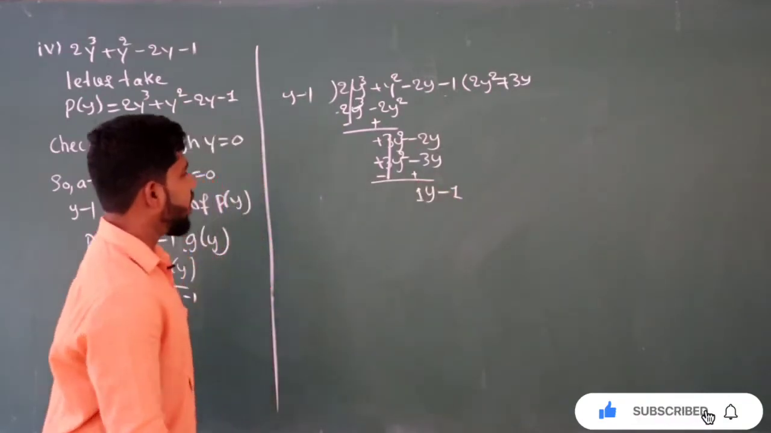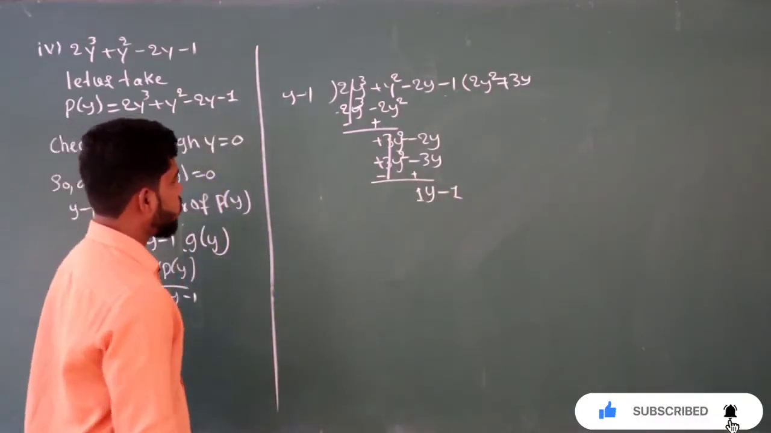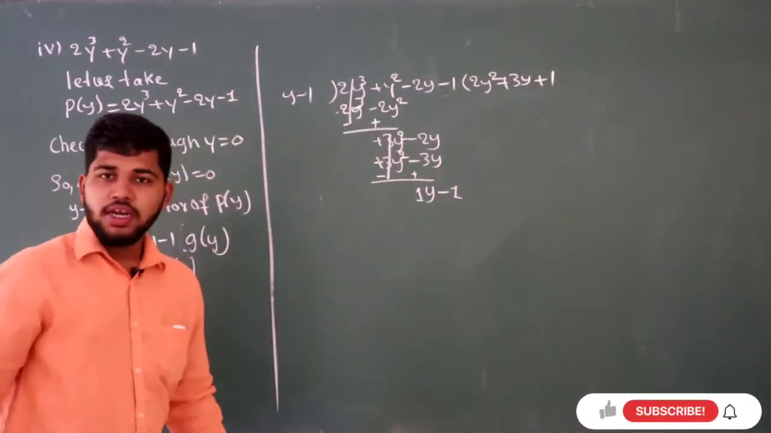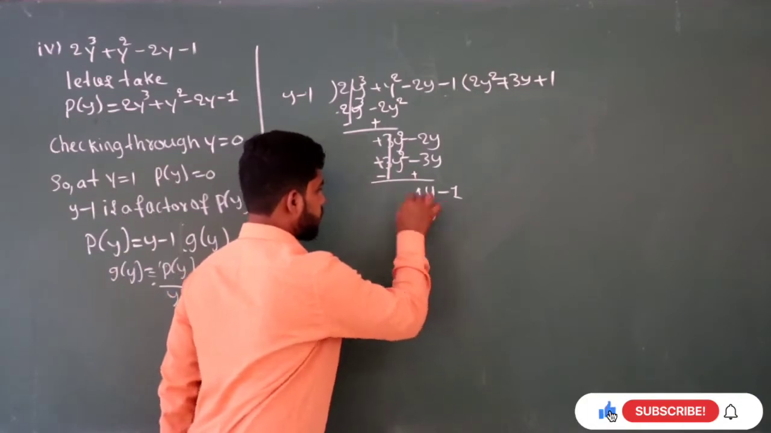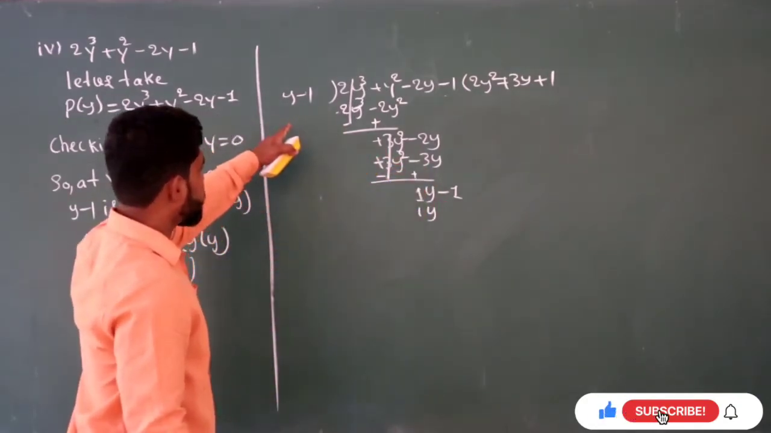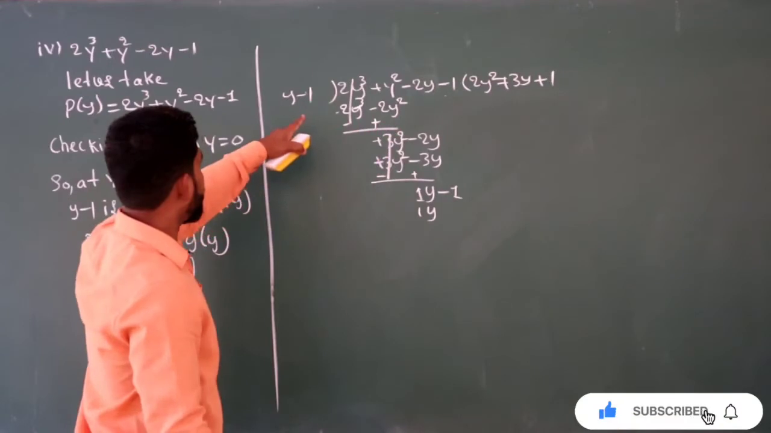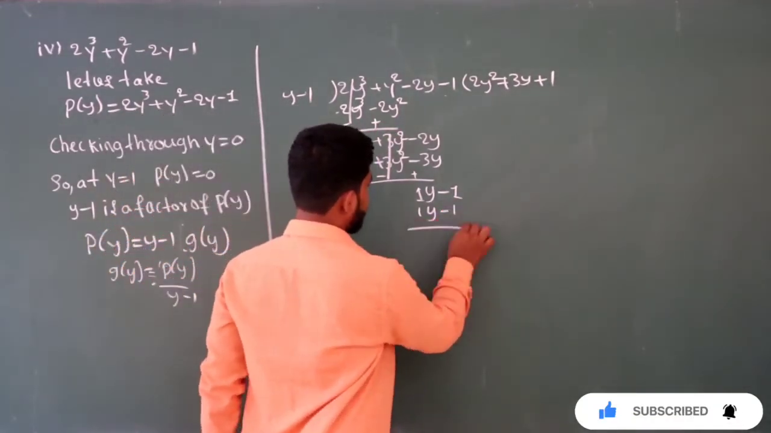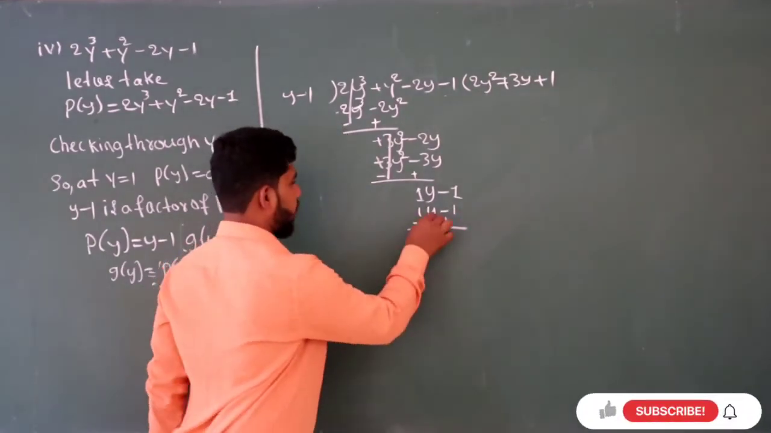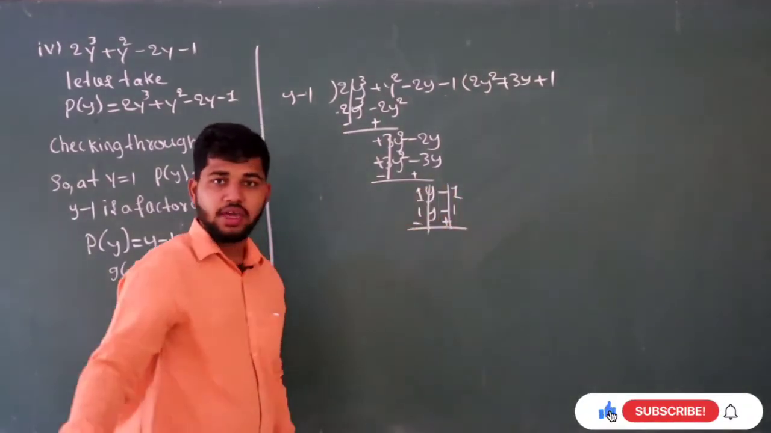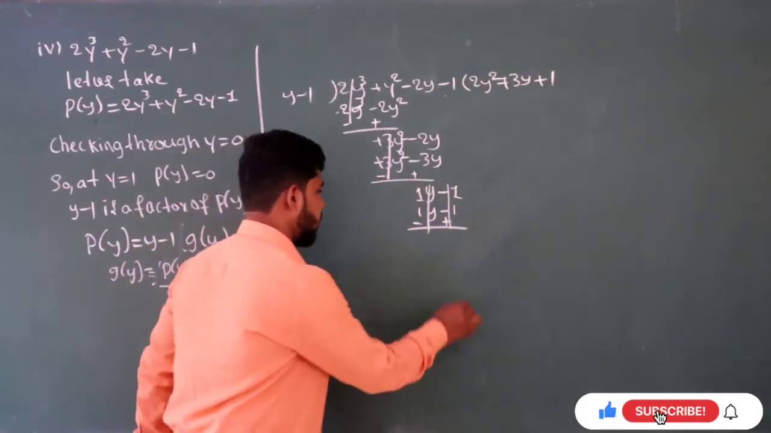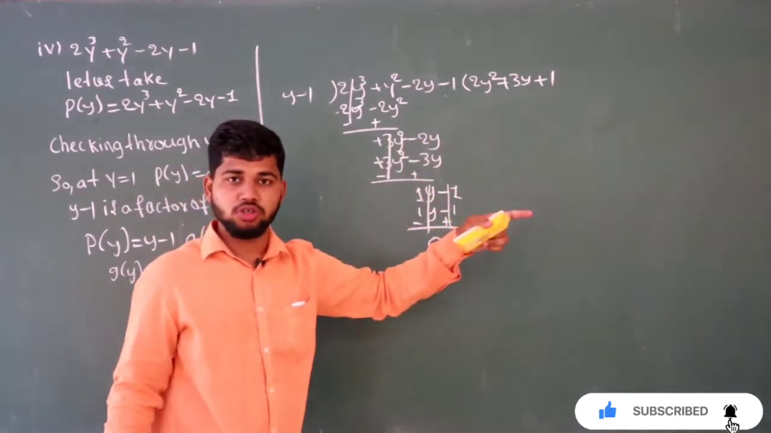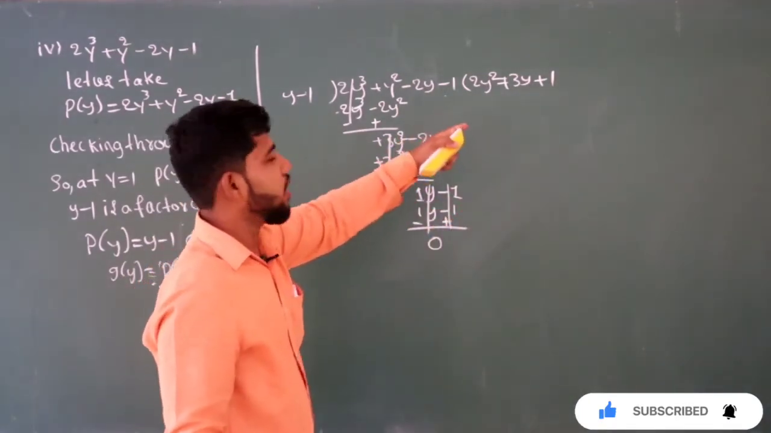Now if we are dividing through the plus 1, 1 into y is 1y, and plus 1 into 1 is minus 1. Here plus and here also minus. 0, 0 cancel. 1y and 1y cancel, and minus 1 and plus 1 cancel. You will get the quotient is equal to 2y square plus 3y plus 1. What is the quotient we got here? 2y square plus 3y plus 1.